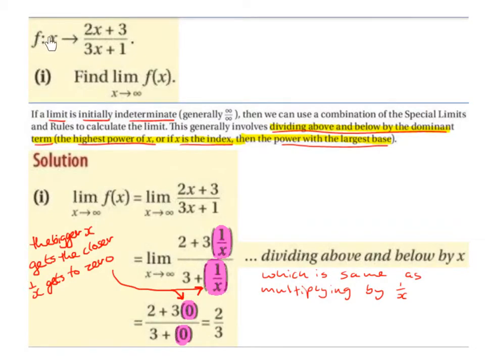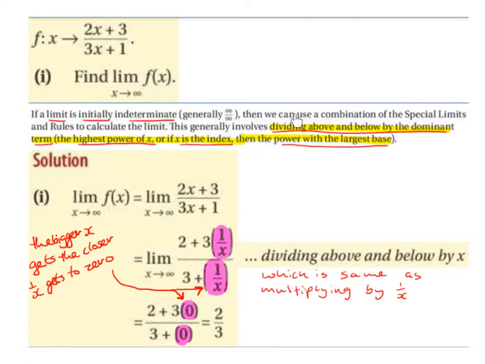f of x maps to 2x plus 3 over 3x plus 1. Part 1. Find the limit of f of x as x approaches infinity. So again, if a limit is initially indeterminate, so generally infinity over infinity, which this one is, because if we were to substitute infinity in place of this x, it would be 2 multiplied by infinity plus 3, which obviously would be infinity. And if we were to substitute infinity in place of this x, it would be 3 multiplied by infinity plus 1, which again would be infinity. So it would give us infinity over infinity.